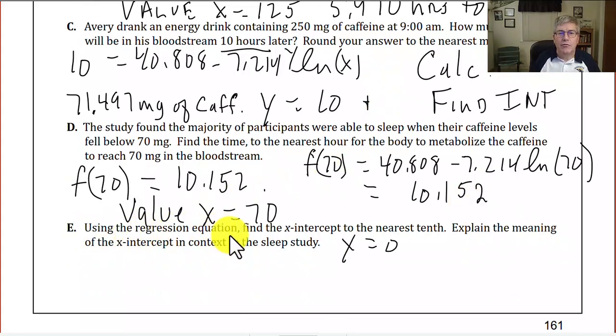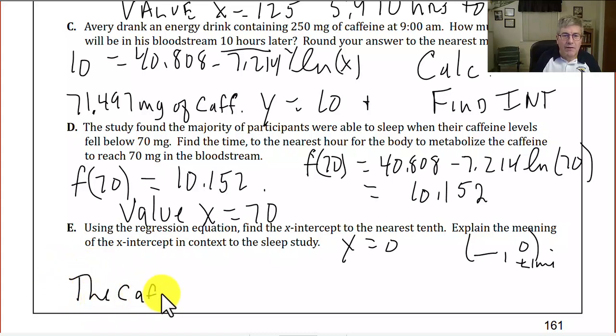E says, use the regression equation, find the x-intercept to the nearest tenth, explain the meaning of the x-intercept in the context of this sleep study. So time is our y. We want y to be 0. That's our x-intercept. Our x-intercept is some x where y is 0 and y is time. So this represents the caffeine level at time 0.